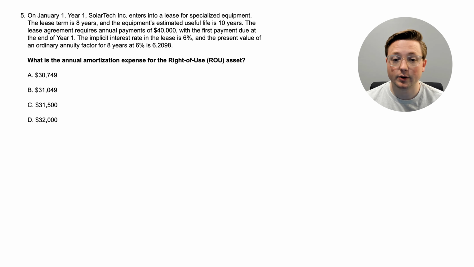The implicit interest rate in the lease is 6%, and the present value of an ordinary annuity factor for 8 years at 6% is 6.2098. So with all that information, what is the annual amortization for the right of use asset? So again, this is similar to what we did in question 1, but a little bit different information. And remember the rules that we've learned so far. I think you should pause this video, try this on your own, and when you're ready, come back. We will look at the answer together.